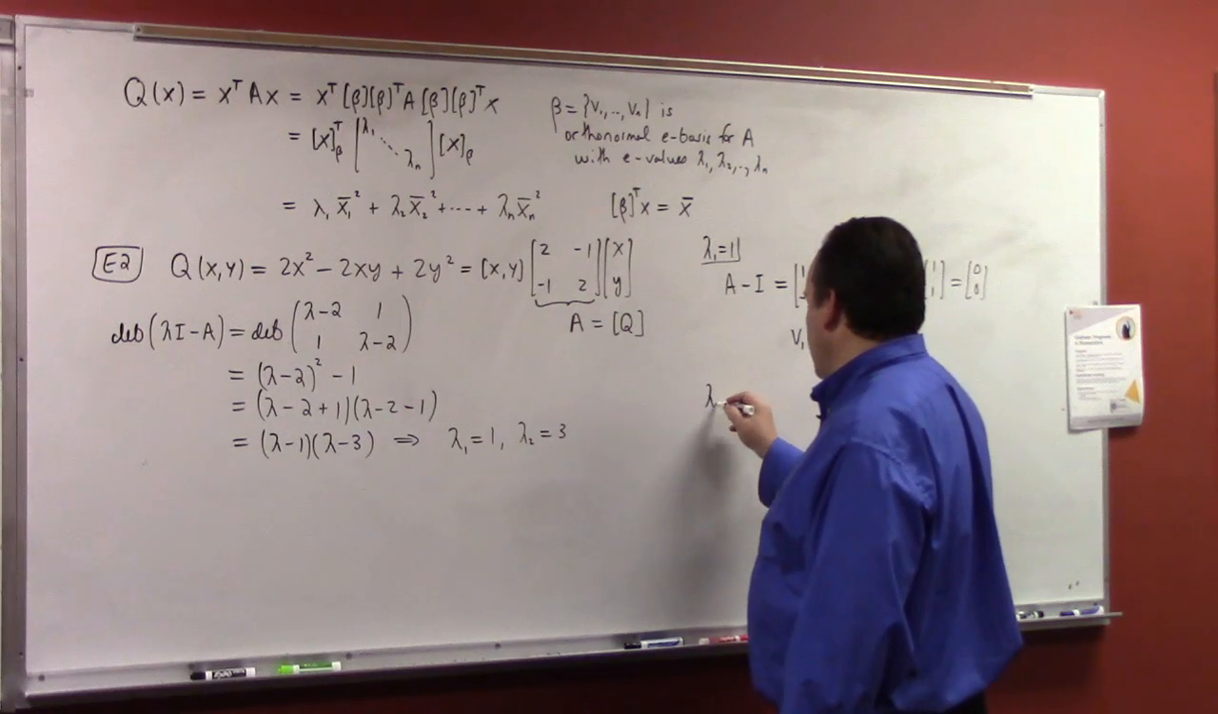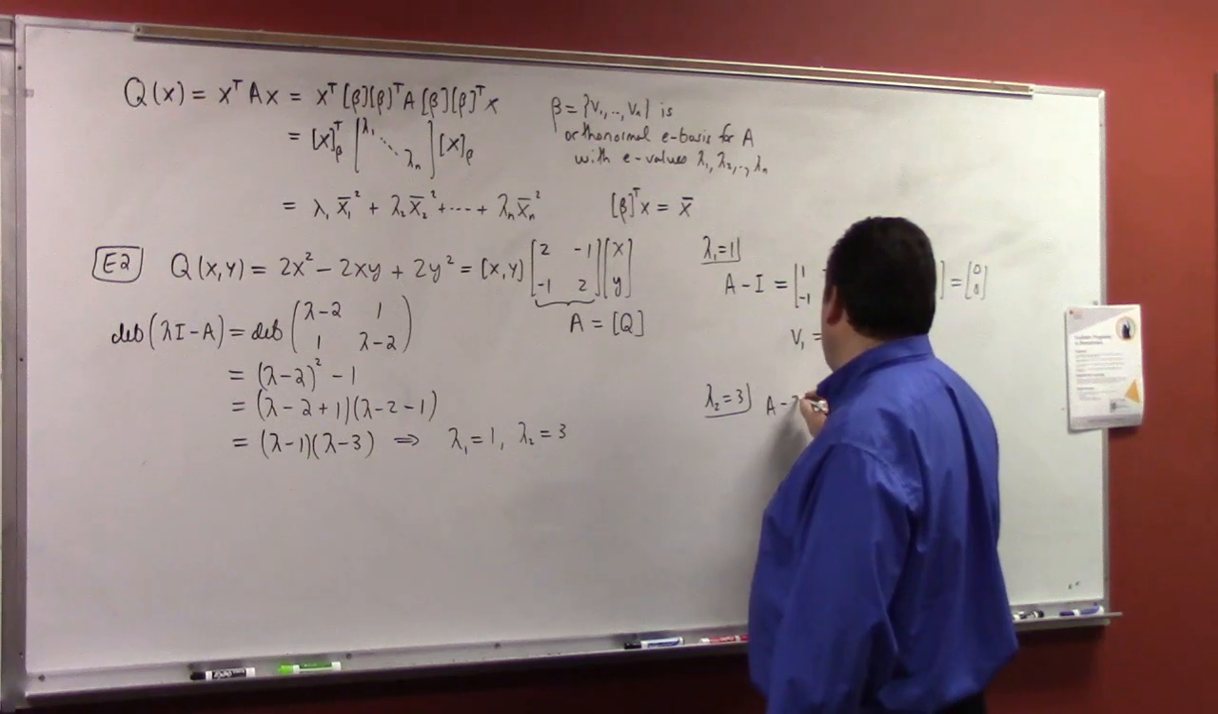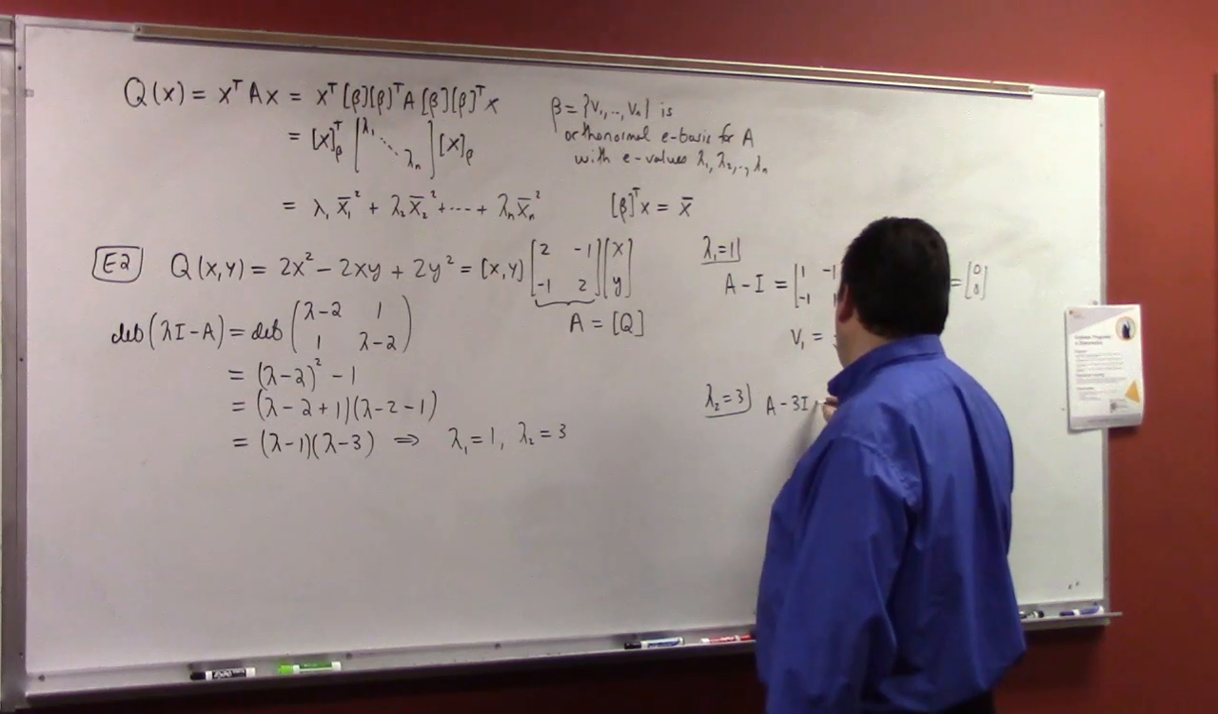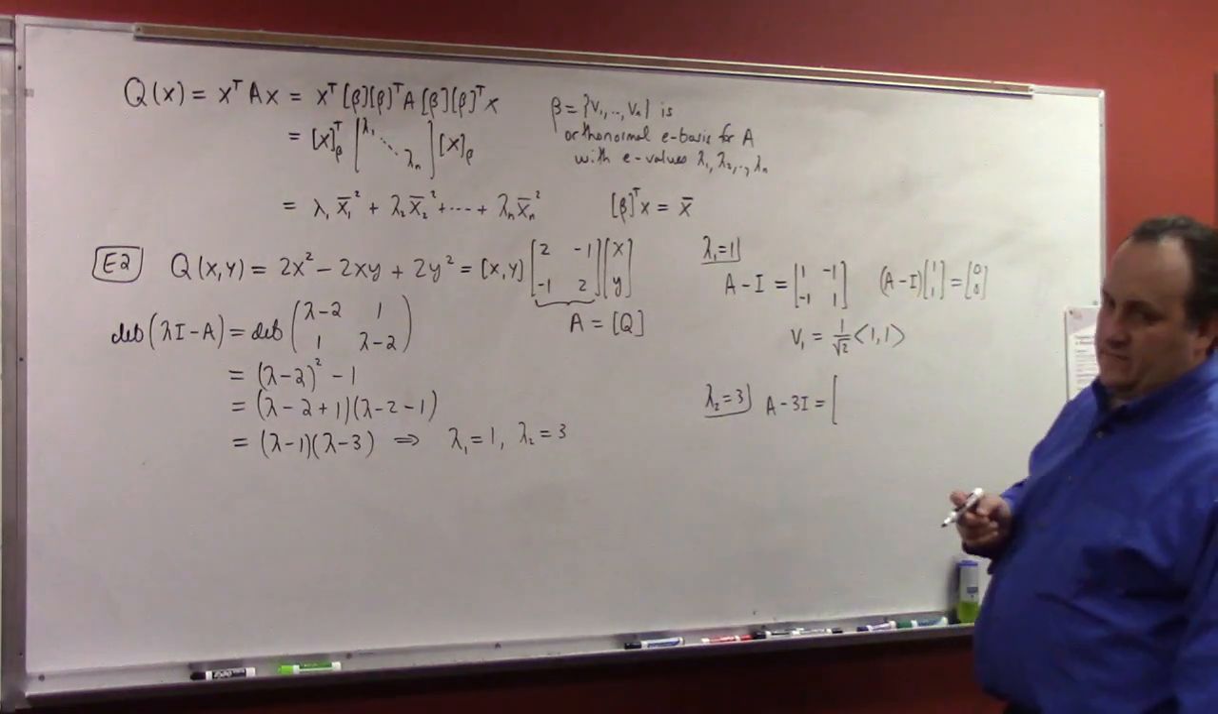And λ2 equals 3. Well, then I'm looking at A minus 3I. What's that look like? Although I would point out that you're in 2 dimensions.